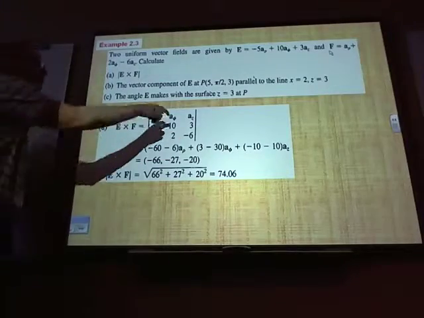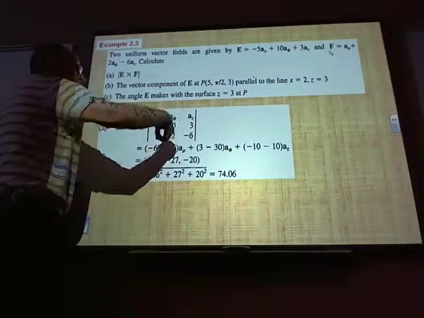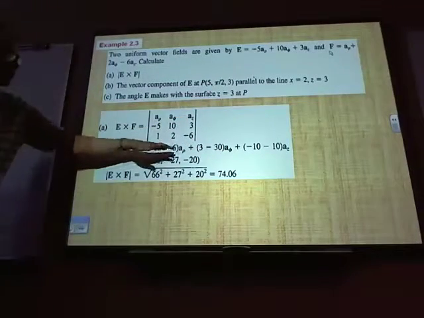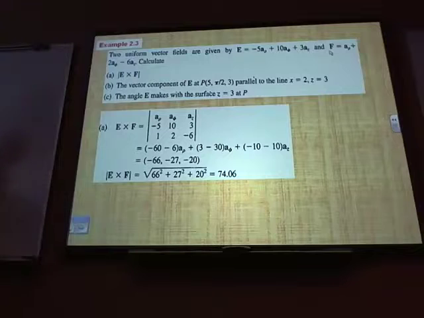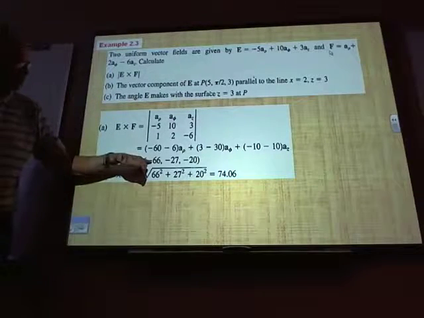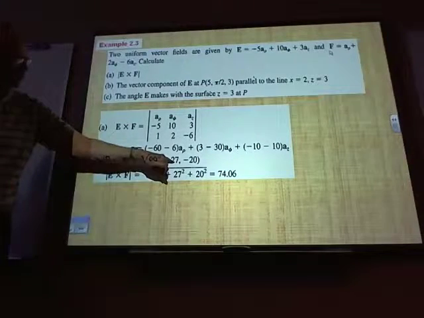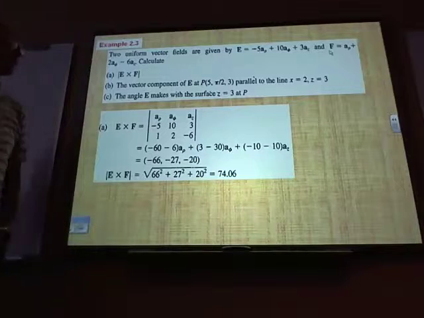And remember we have this, take the two columns over here. Cross in that direction is positive. Cross back like this is negative. And this is what we produce. Right? How do I get its magnitude? This is a vector. That's -66 in the a sub x direction, -27 in the a sub y direction, and -20 in the a sub z.